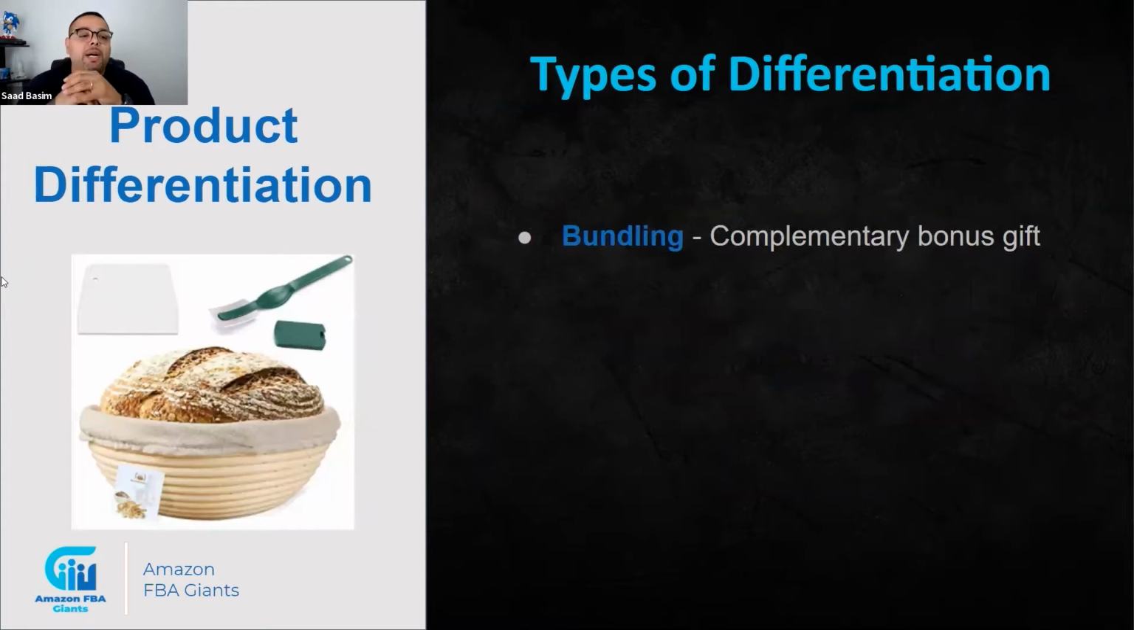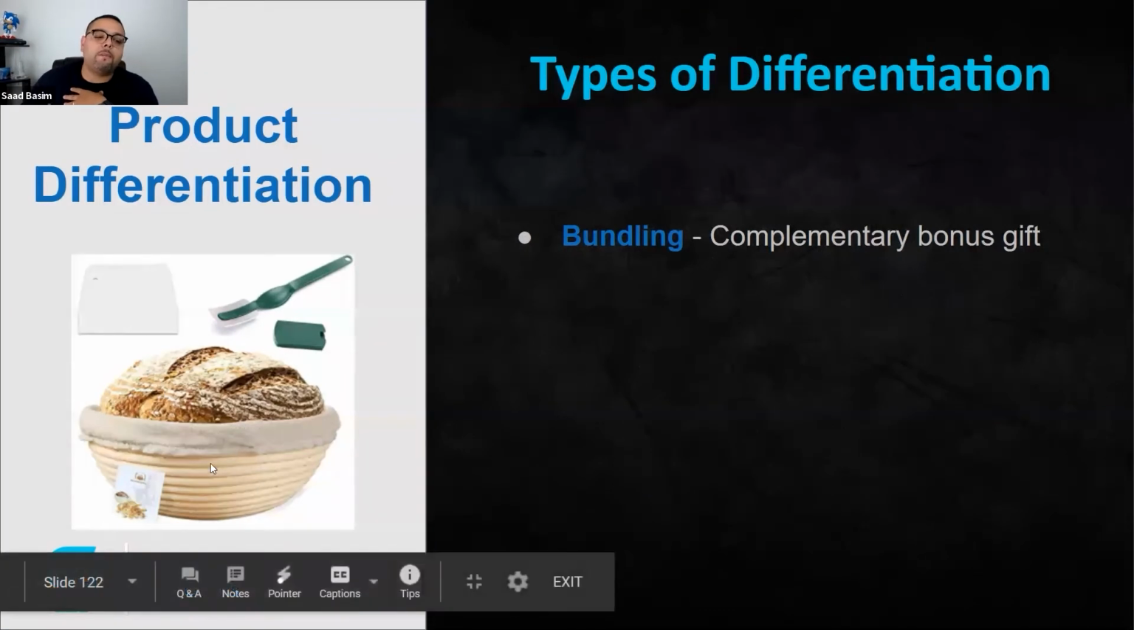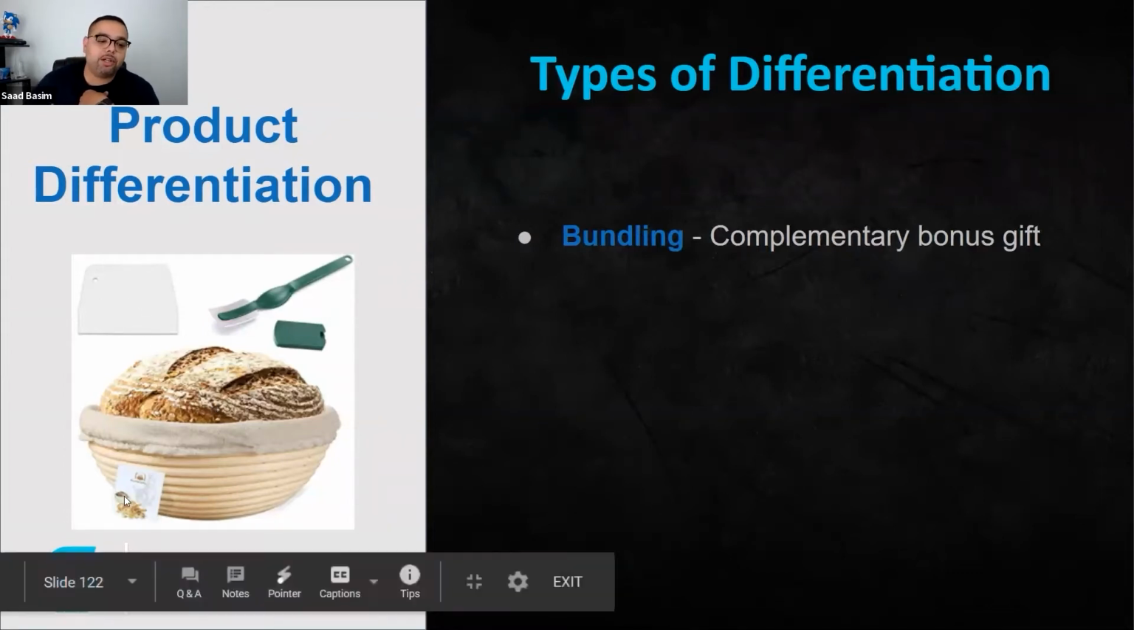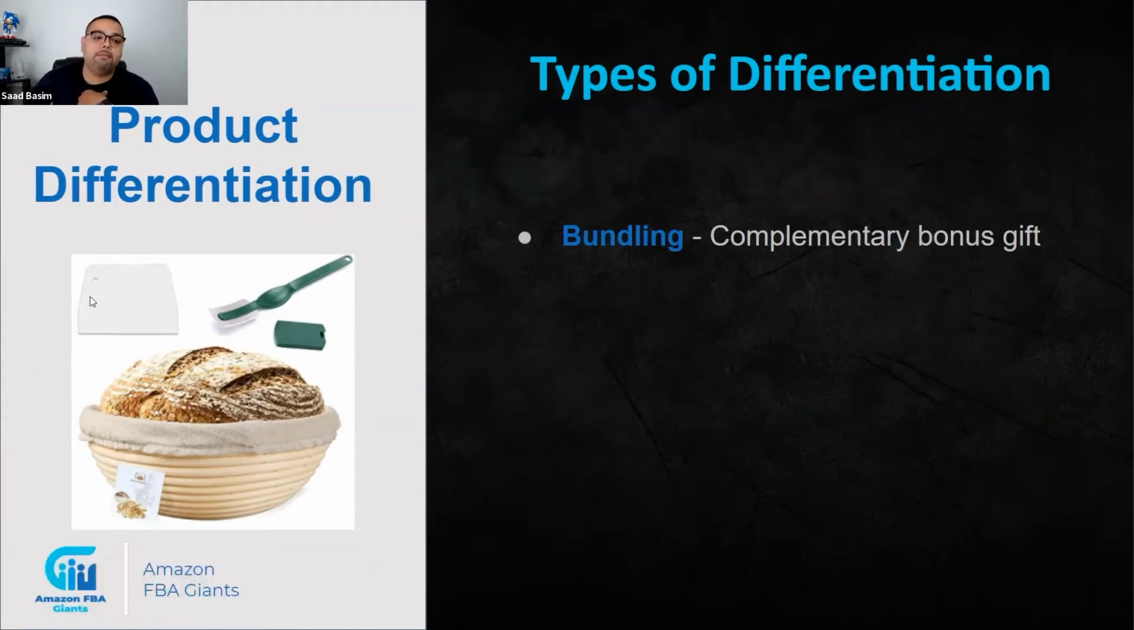The other thing we have is bundling. Bundling is one of the things that I use the most. As you see here in the photo, if I have the bread proofing basket, the guy just went and bundled it with a few extra things, maybe an ebook, maybe the lame, maybe a dough separator, whatever it is. He was able to bundle it, adding value to an existing product.